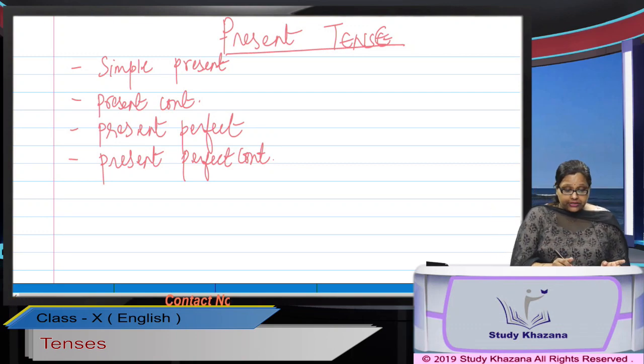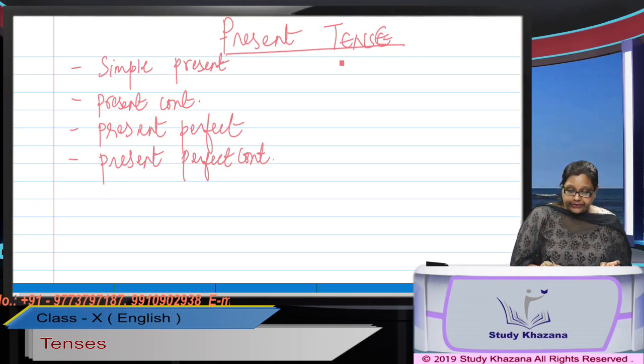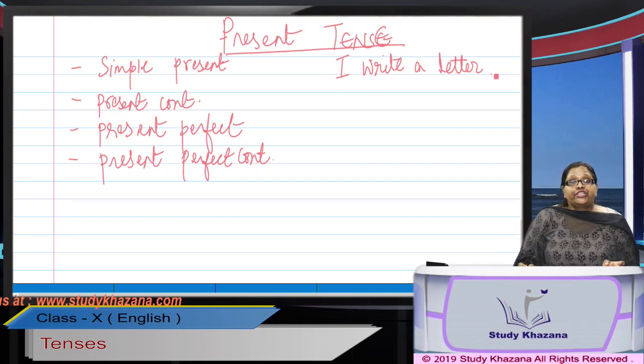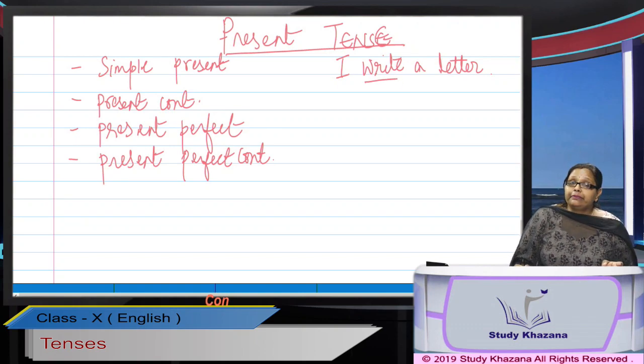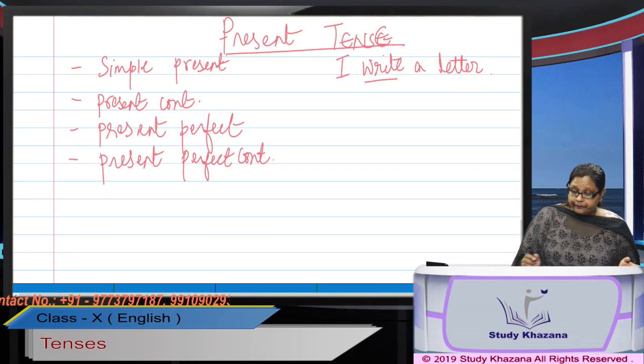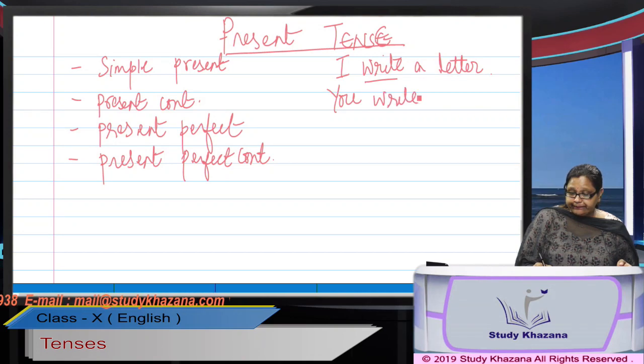So now just a quick revision. Let us take any new verb. For example, I write a letter. So which tense is this? There is only one verb, the main verb. So it comes under the category of simple present. Like writing a letter is something that I normally do. You write a letter, same.